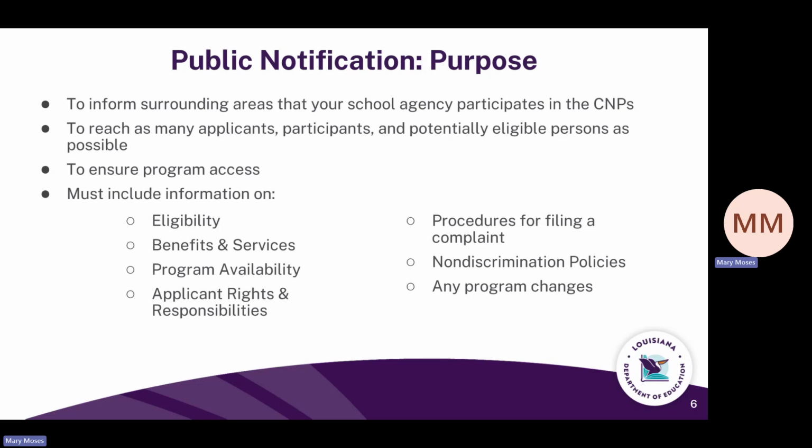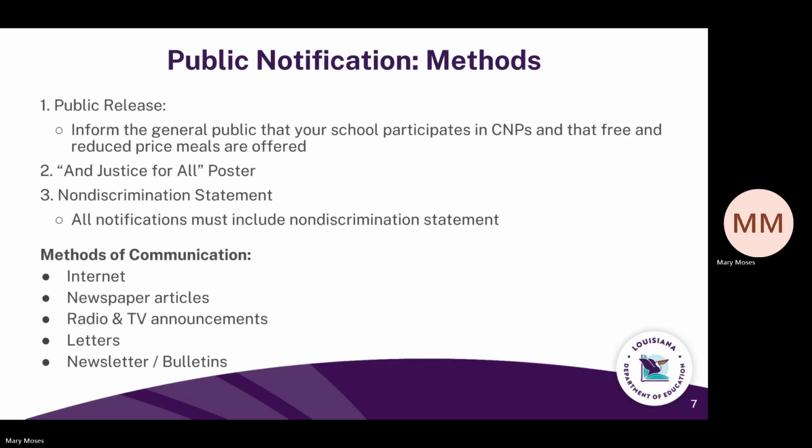Public notification must include information regarding eligibility, benefits and services, program availability, such as hours and locations, application rights and responsibilities, procedures for filing a complaint, non-discrimination policies, and any program changes. Schools must notify the public annually of their participation in the program. Notification to applicants and participants must include information regarding program availability, program rights and responsibilities, the procedure for filing a complaint, and policy of non-discrimination.